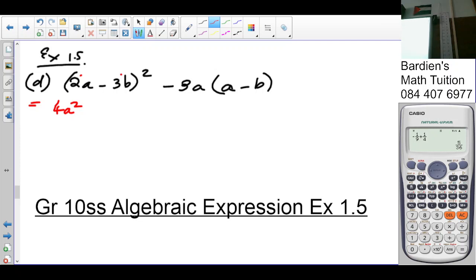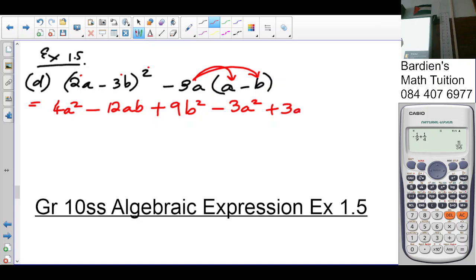For the middle term, what do we do? First term times second term times 2, which gives us 2a times negative 3b times 2, is going to give you negative 12ab. Not so? And then negative 3b all squared is going to give us positive 9b squared. You all agree with that? Who's confused there? You all understand? Then we must multiply the negative 3a in. So negative 3a times a is negative 3a squared. Negative 3a times negative b, positive 3ab.